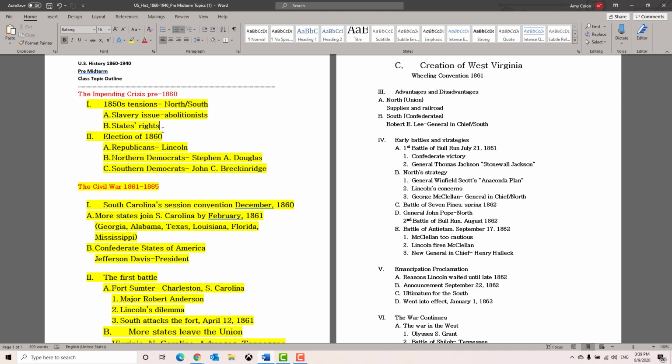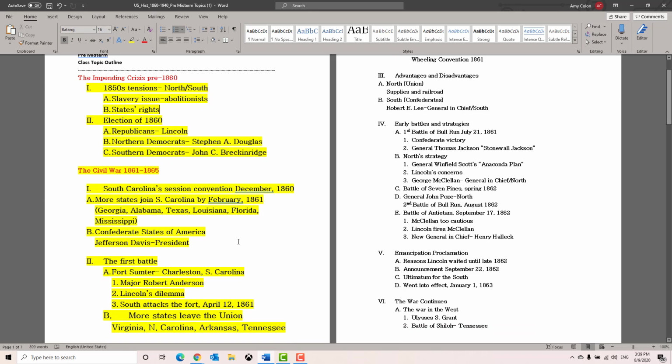By February of 1861, other states followed South Carolina. So I have them listed here. Georgia, Alabama, Texas, Louisiana, Florida, Mississippi all left the Union, and they created a new country called the Confederate States of America. They elected their own president, Jefferson Davis. They wrote their own constitution, which is loosely based on the U.S. Constitution, with two main differences. In the Confederate Constitution, slavery was legal, and the states had more power than the federal government. So before Lincoln even took the oath of office, the nation was divided.